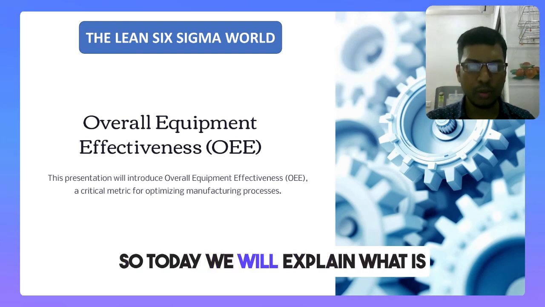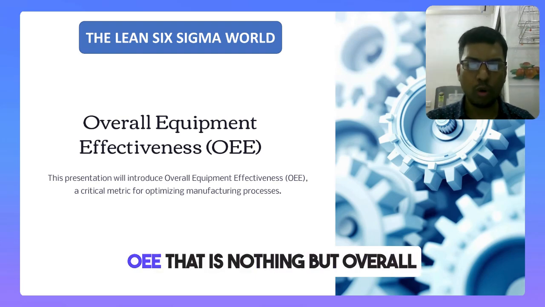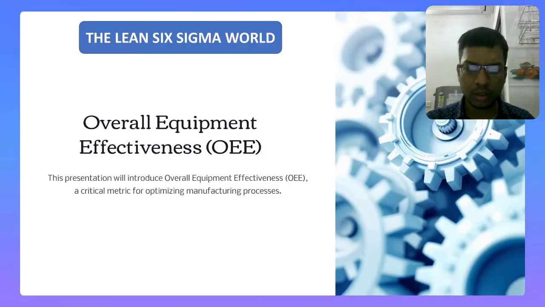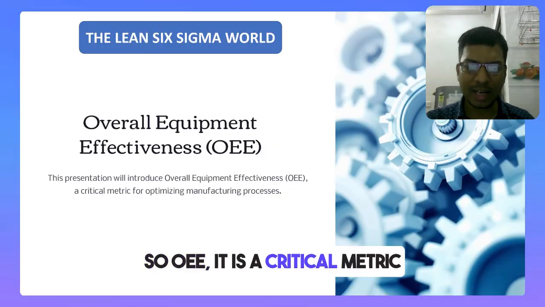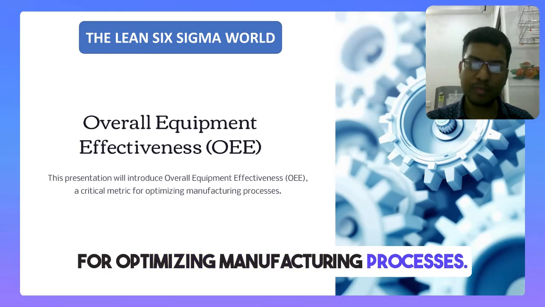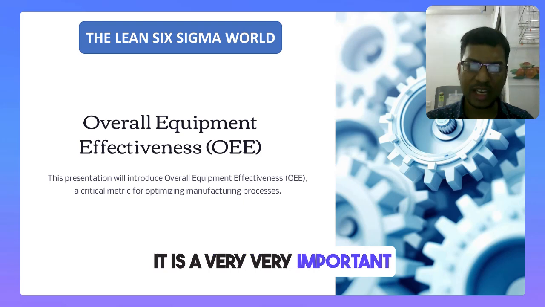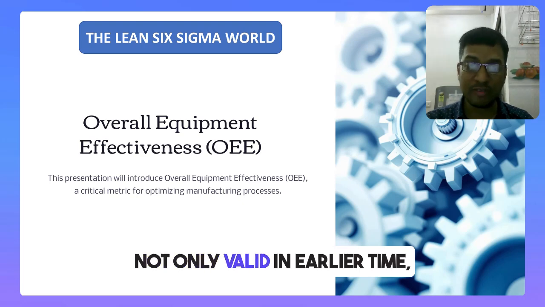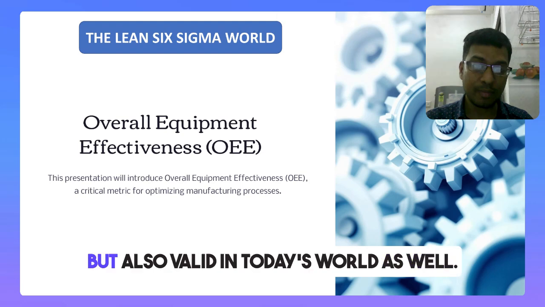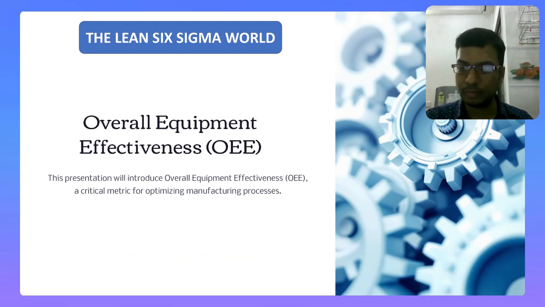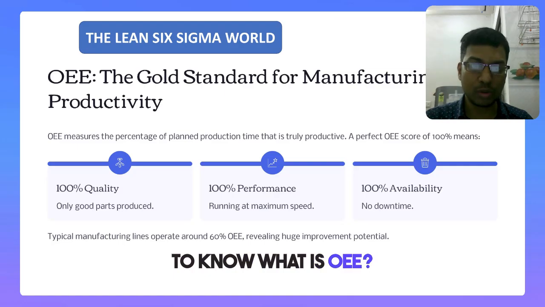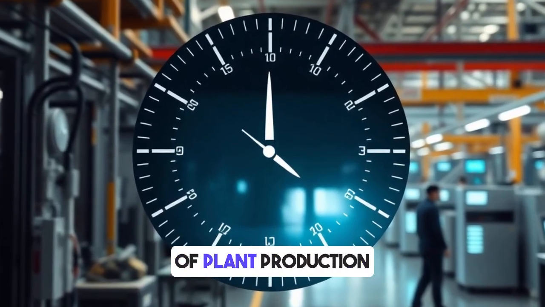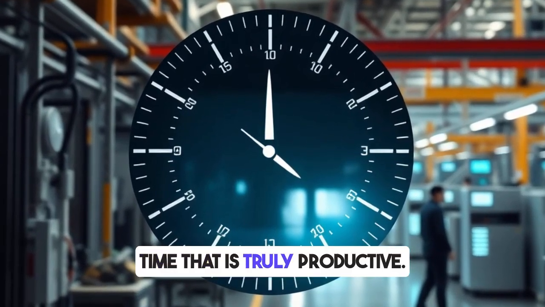So today we will explain what is OEE, that is nothing but overall equipment effectiveness. OEE is a critical metric for optimizing manufacturing processes. It is a very important Lean Six Sigma tool, not only valid in earlier times but also valid in today's world as well. So first of all, we need to know what is OEE. OEE measures the percentage of plant production time that is truly productive.